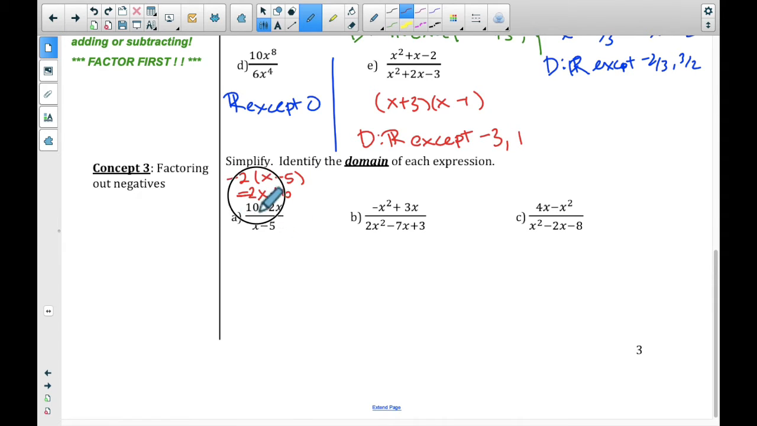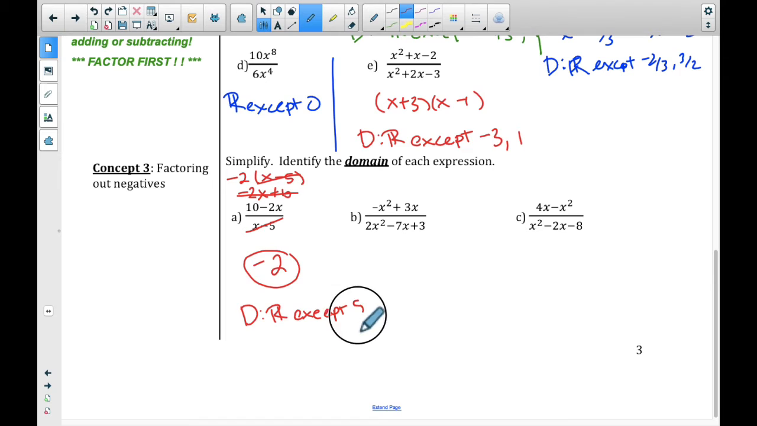This one I already factored out, so I don't need to pay attention to that. Here I have an x minus 5, and here I have an x minus 5. The answer here is -2. The domain would be all real numbers except 5, because 5 would make that denominator 0.